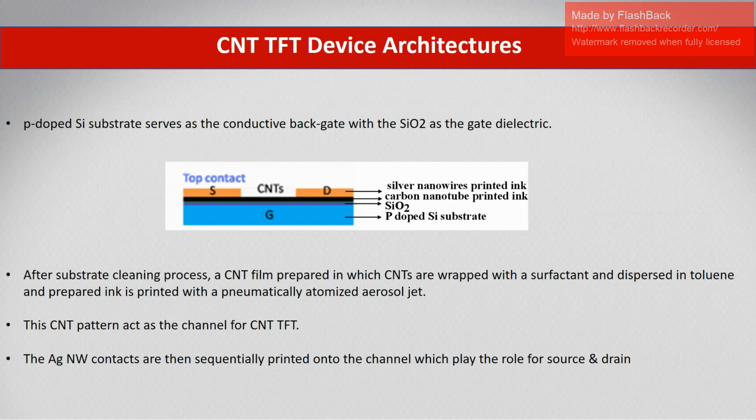This is the basic CNT device architecture. The p-doped silicon substrate serves as a conductive back gate with SiO2 as the gate dielectric. A CNT film is prepared in which the nanotubes are wrapped with a surfactant and dispersed in toluene, and the prepared ink is printed with a pneumatically atomized aerosol jet. This CNT pattern acts as the channel for the CNT TFTs. We also use silver nanowire contacts onto the channel.